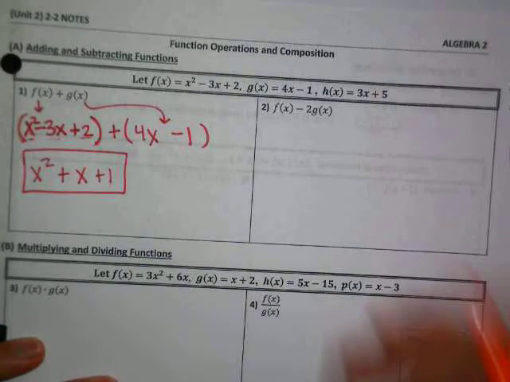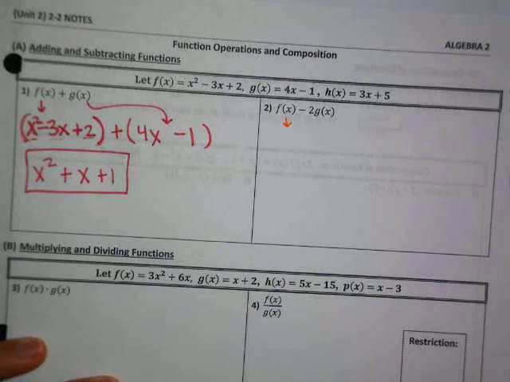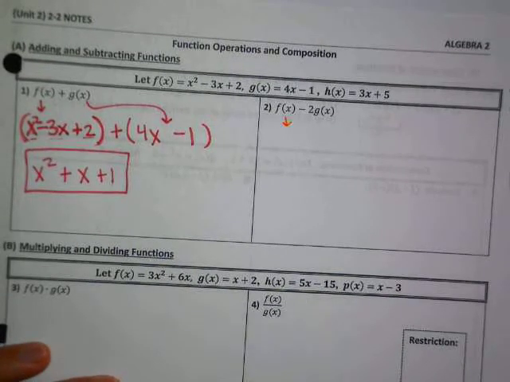You combine like terms when it's a negative there too? Mm-hmm. You have to distribute the negative, but you still are going to combine.